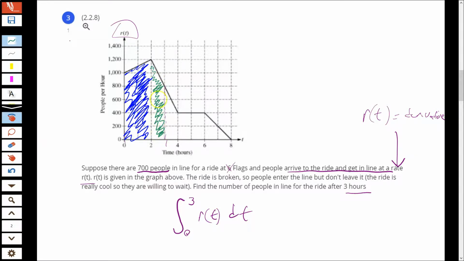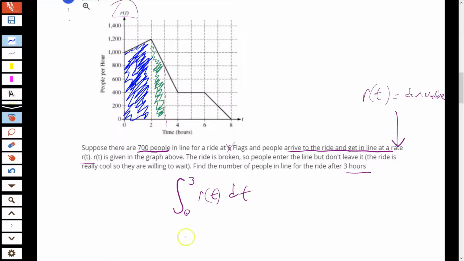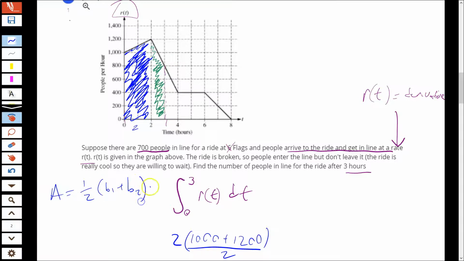Okay. So I'm finding these areas geometrically. So we have a height of 2, a base of 1200, and a base of 1000 for my blue trapezoid. I'm just reading these numbers off the graph. So I'm going to do 2 times, so that's my height, 1000 plus 1200 over 2, and that's the area of a trapezoid. 1/2 b1 plus b2 times the height.